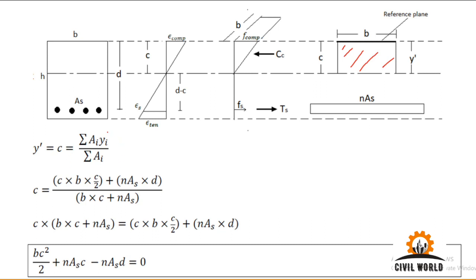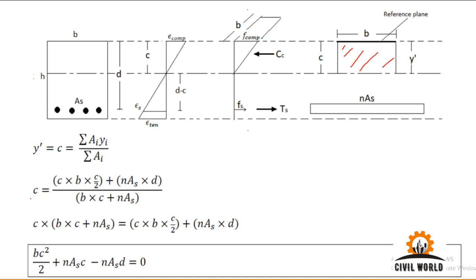This is the equation for first moment of area: summation of area 1 into its distance from the reference plane, plus area 2 into the distance of its centroid from the reference plane, divided by the total area, area 1 plus area 2 and so on.